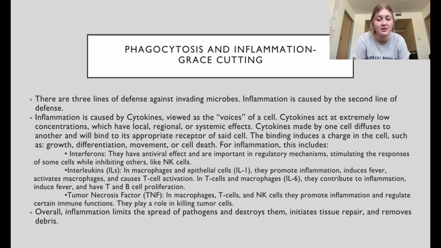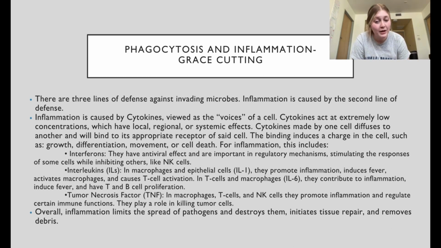Cytokines made by one cell diffuse to another and bind to the appropriate receptor of that cell. The binding induces a change in the cell, such as growth, differentiation, movement, or cell death. For inflammation, this includes interferons. They have an antiviral effect and are important in regulatory mechanisms, stimulating the responses of some cells while inhibiting others, like NK cells. NK cells will just go and basically tell a cell to destroy itself.